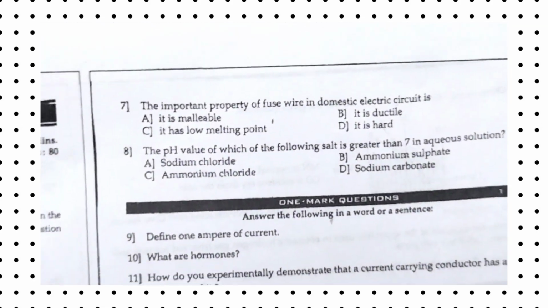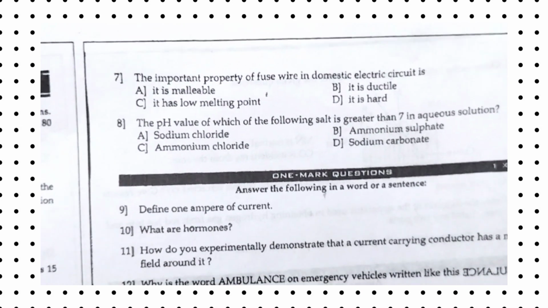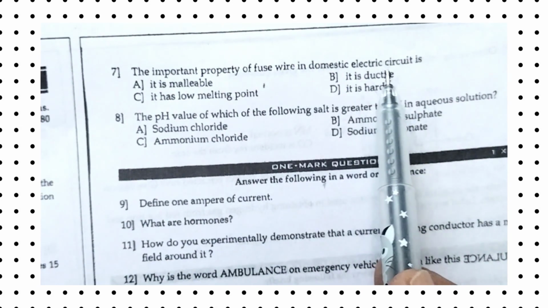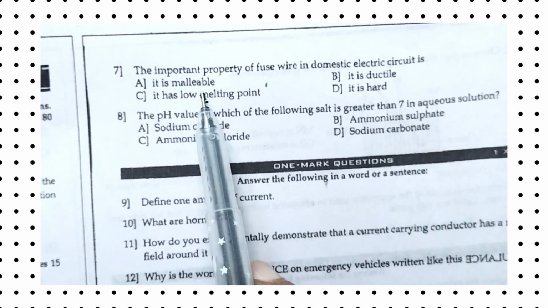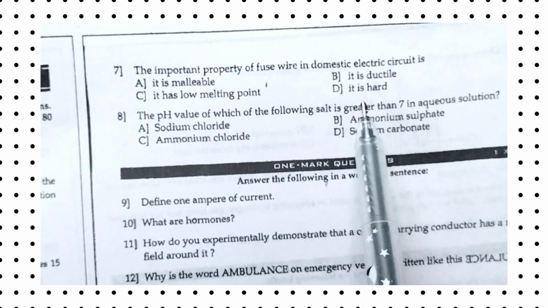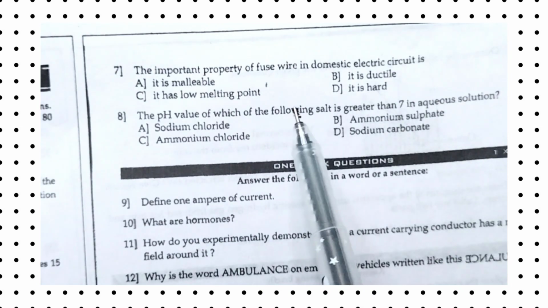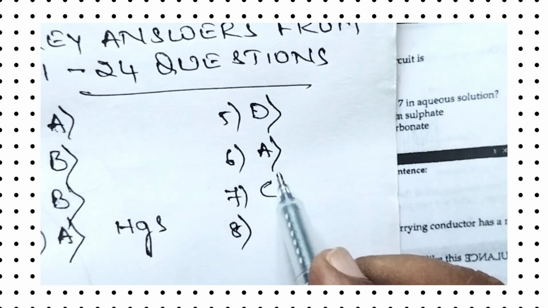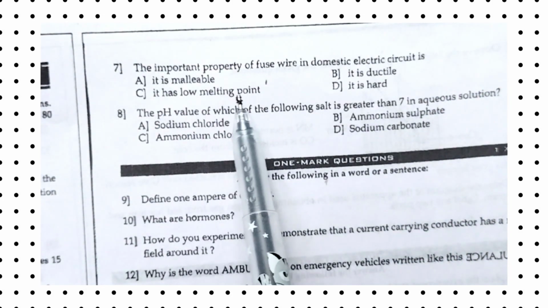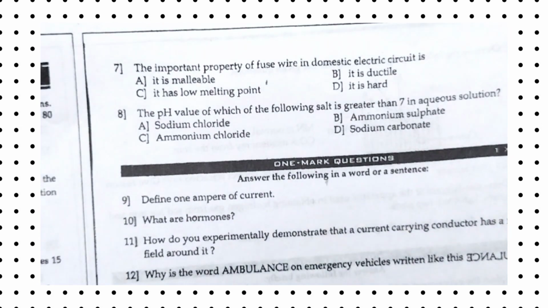Now let us move to the seventh question. The important property of fuse wire in a domestic electric circuit is: it is malleable, it is ductile, it has low melting point and it is hard. The right answer for the seventh one is option C, that is it has low melting point. It is the right answer.